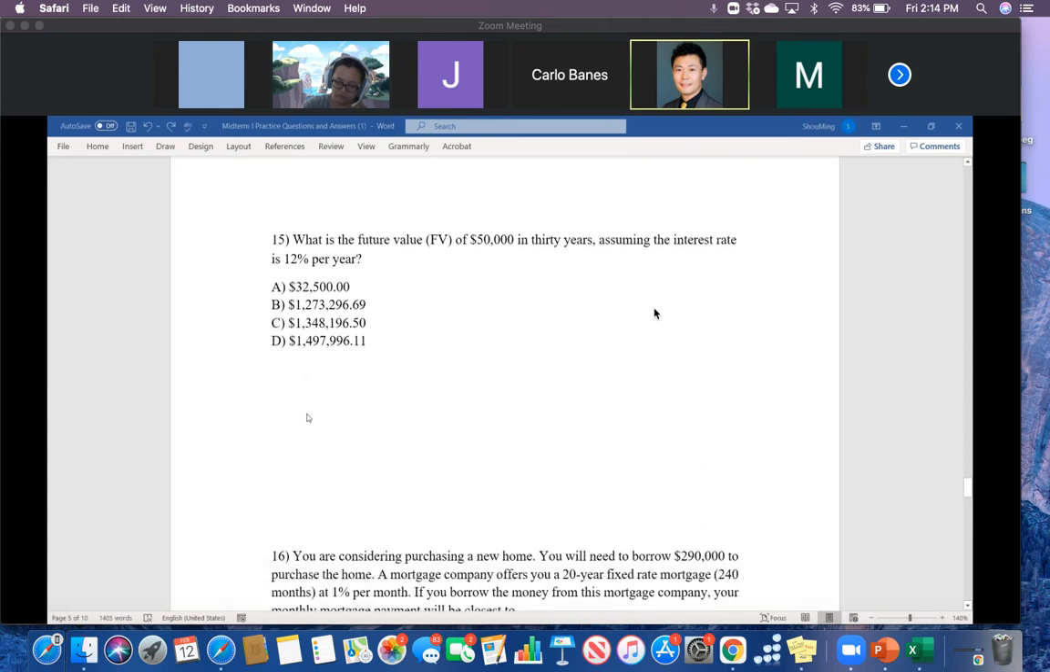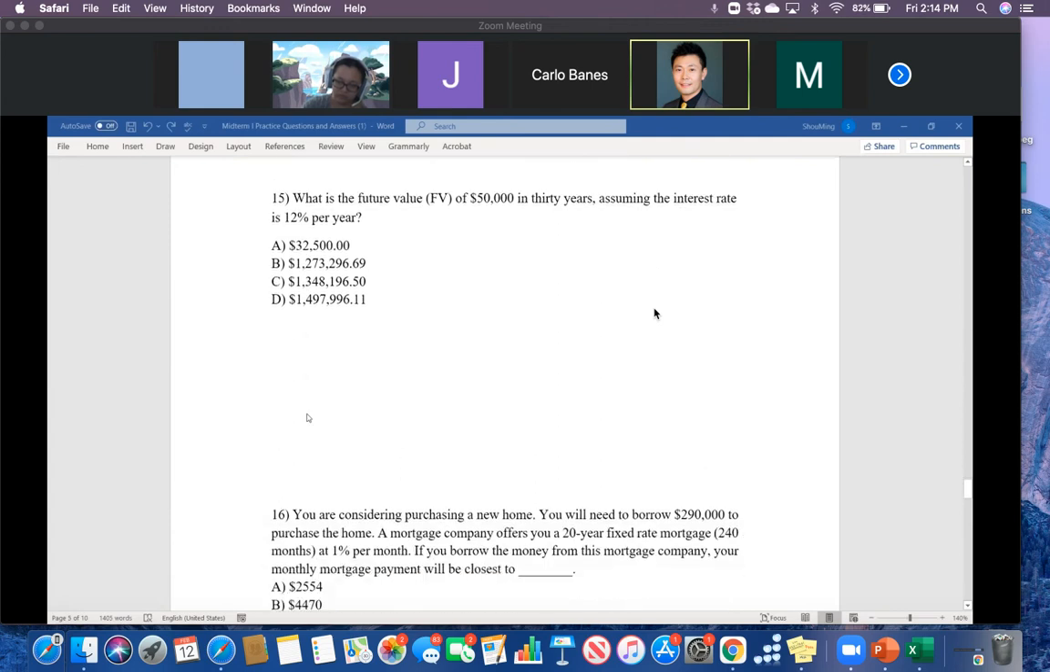Question 15. This is a very simple one. What is the future value of 15,000 in 30 years, assuming the interest rate is 12%? So today you can have this amount. What is the value in 30 years? Now we have today's value is this amount. What we need to calculate is the future value, right?